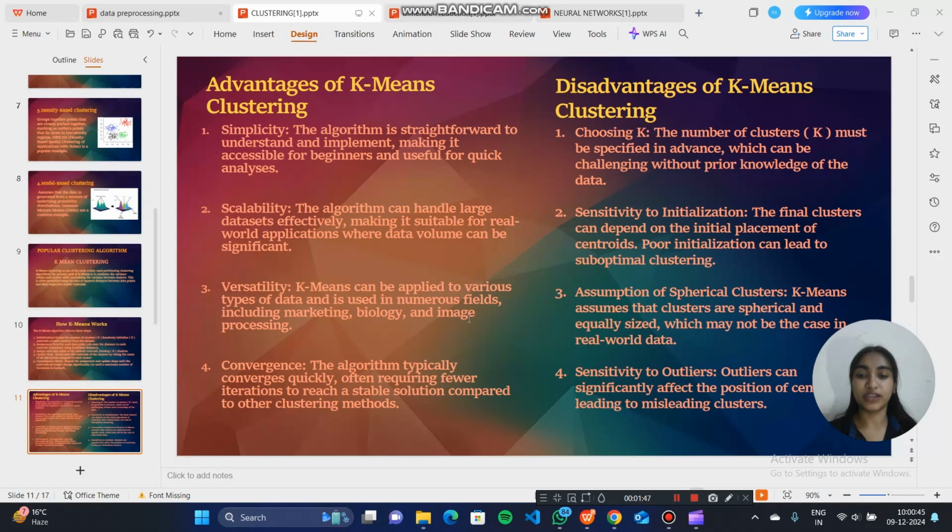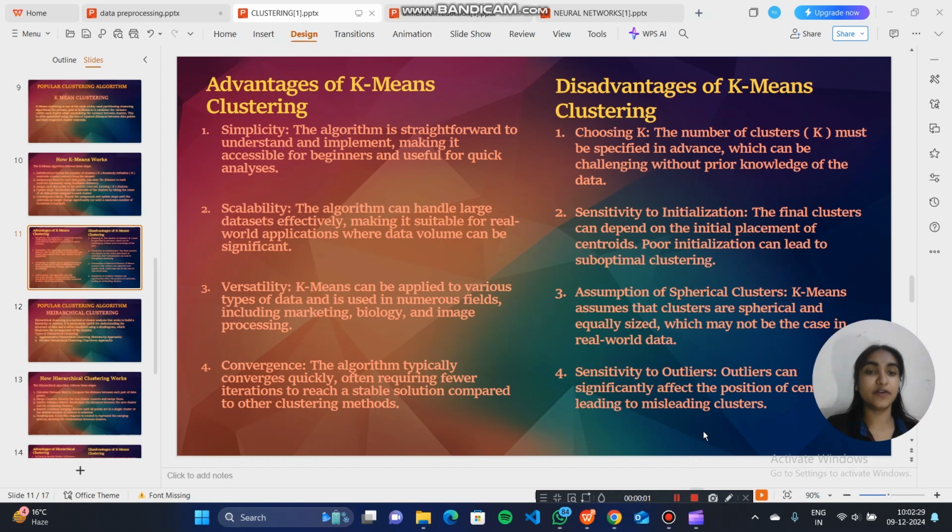K-means can be applied to various types of data and is used in numerous fields, including marketing, biology, and image processing. Disadvantages of k-means clustering. First, choosing K. The number of clusters must be specified in advance, which can be challenging without prior knowledge of the data. Sensitivity to initialization. The final clusters can depend on the initial placement of centroids. Poor initialization can lead to suboptimal clustering.